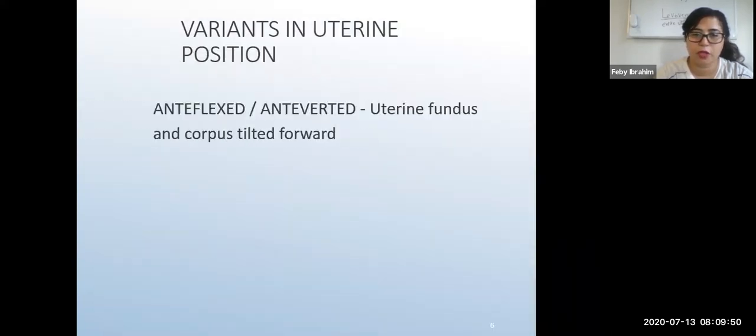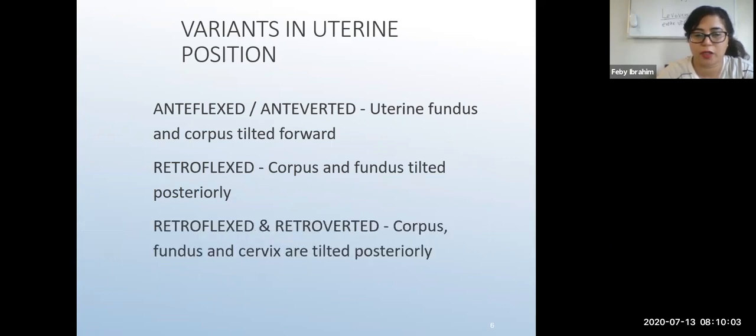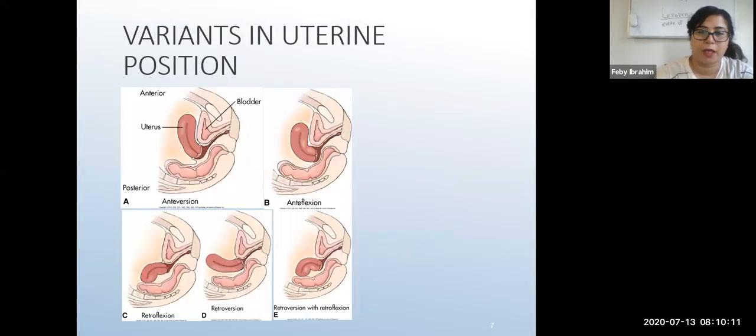Variants in uterine positions: we have anteflexed, anteverted, where the uterine fundus and corpus are tilted forward. We have the retroflexed, where the corpus and fundus are tilted posteriorly, and then we have the retroflexed and retroverted, where the corpus and fundus and cervix are tilted posteriorly. And this is one showing you the variants in uterine positions.